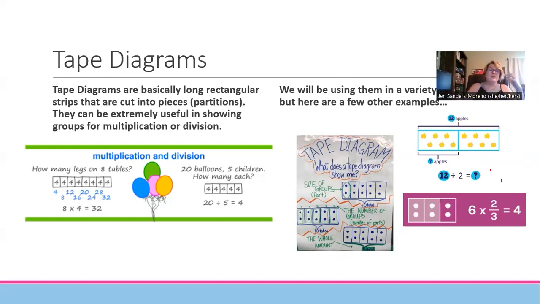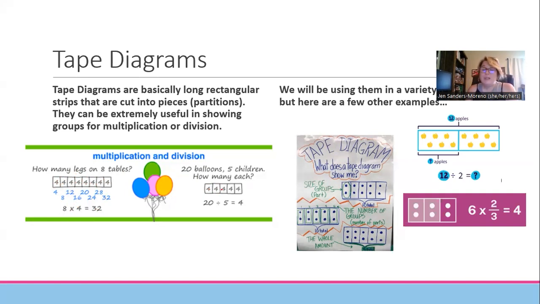So here we've got a multiplication problem that asks how many legs are on 8 tables. So assuming that you have 4 legs per table, you can see here they've drawn 8 boxes. So these boxes are representing the 8 tables, and they're writing the number 4 in it. So it's repeated addition, which is multiplication, and we have 8 times 4 is 32. So there's a tape diagram example that's for multiplication. Okay. I actually like it for division a little bit better.